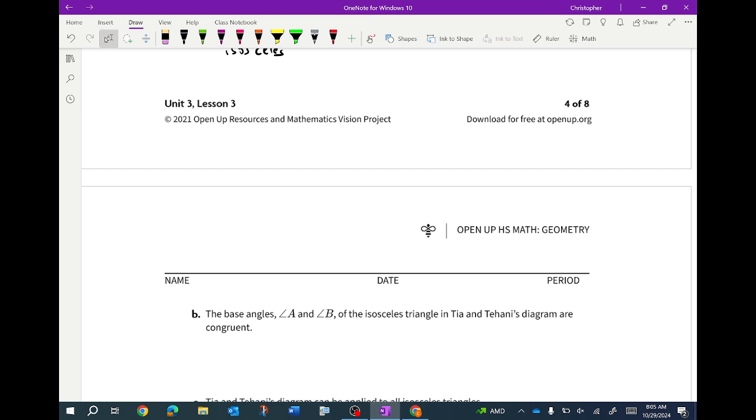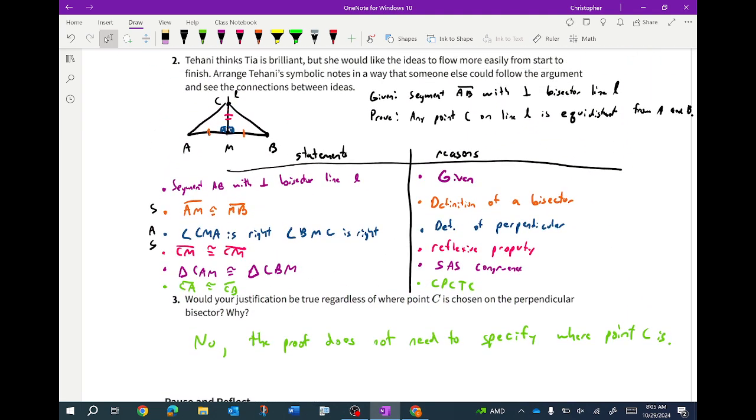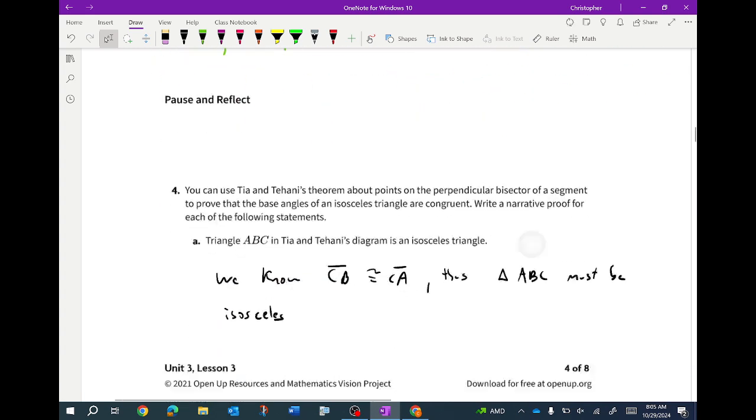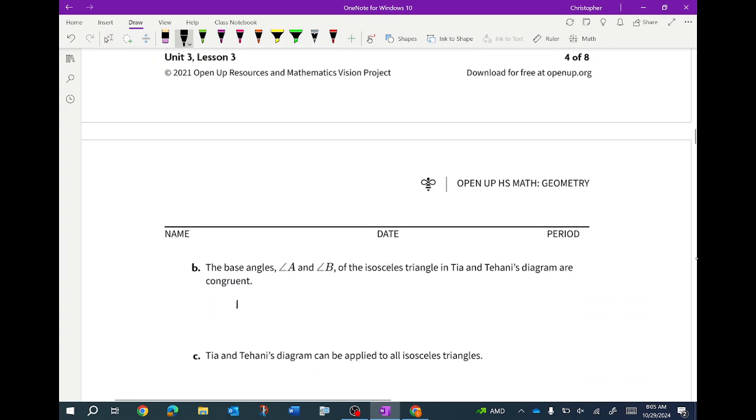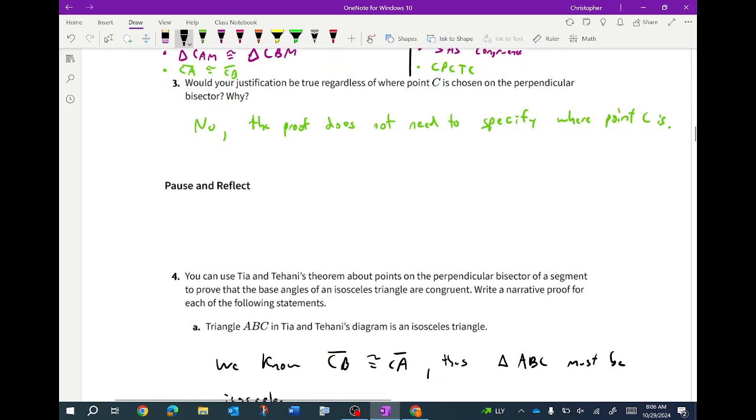The base angles A and B of the isosceles triangle on Tahani's diagram are congruent. Well, that's the two angles on the left and the right. We already know the two triangles on the left and right are congruent, so that means any of the parts are congruent. So by CPCTC, angle A must be congruent to angle B because triangle CAM is congruent to triangle CBM.